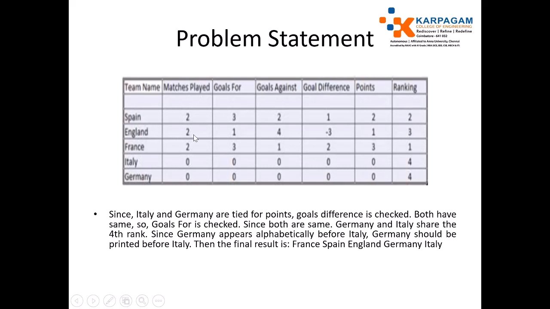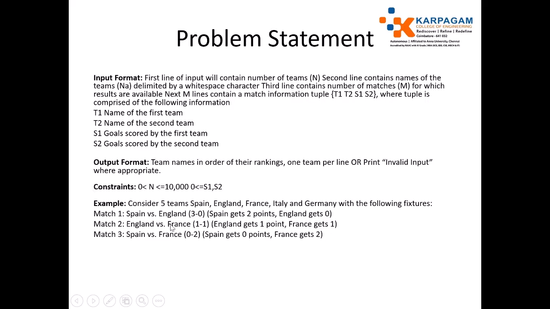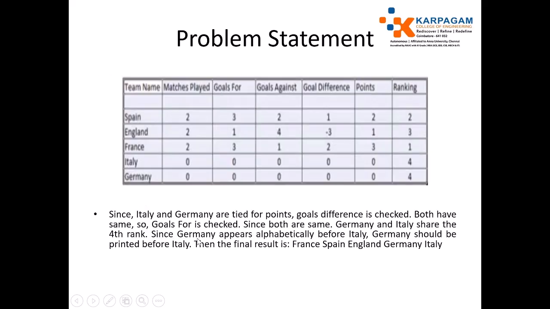In a similar way, England goals for 3, goals against 4. So the goal difference is minus 3, 1 minus 4 is minus 3. For France, goals for 3, goals against 1. The difference between 3 and 1 is 2. Points is 3 because 1 match is a tie and France won 1 match. See here, 1 match is a tie. France won 1 game. So it got 3 points.